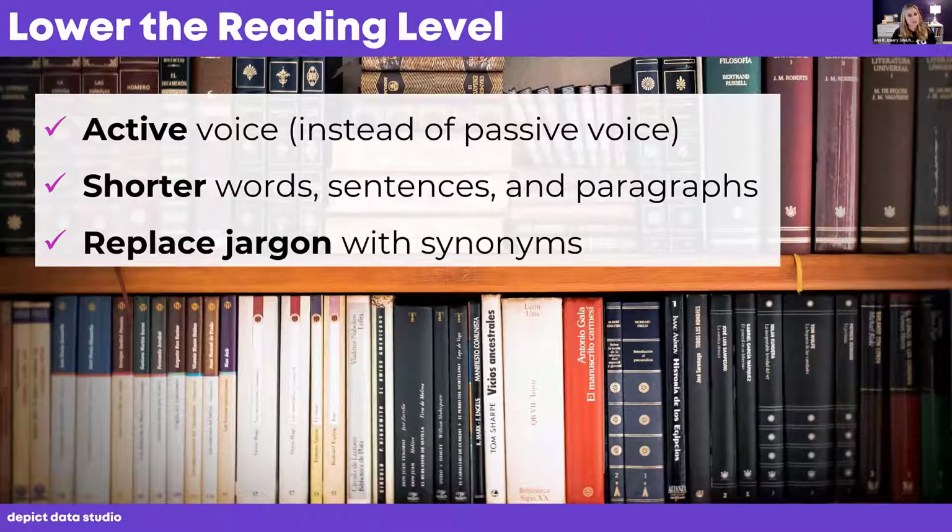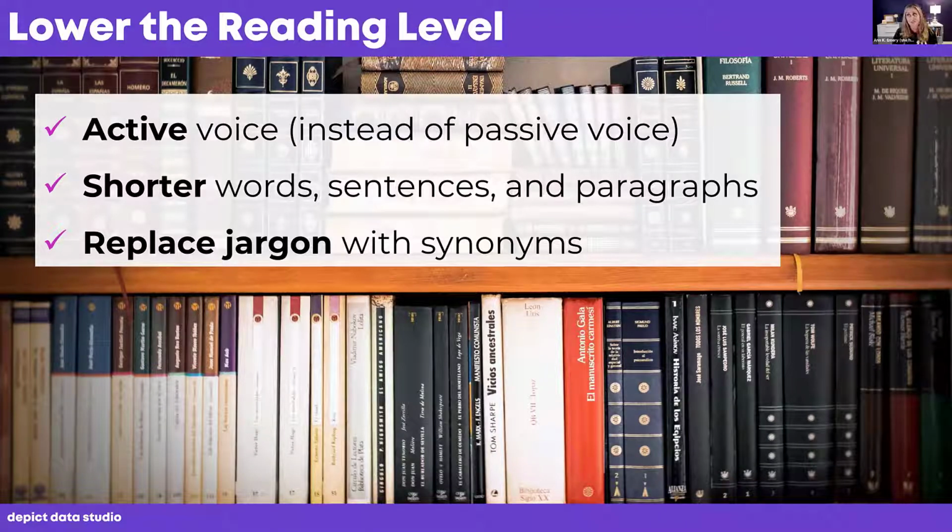Here's some more notes to write down. This is how you actually lower the reading level. These are the quickest wins. Active voice instead of passive voice. Shorter words, sentences, paragraphs. Shorter words can be tricky because you might have to go find some synonyms. That's number 3. Replace any jargon or research methods terms with synonyms. That's very hard to do.